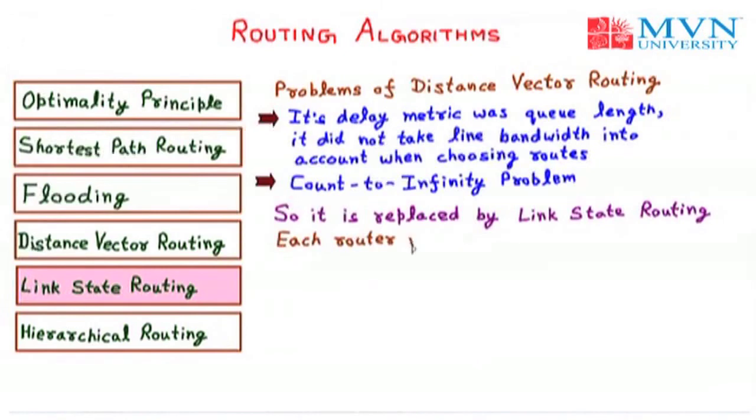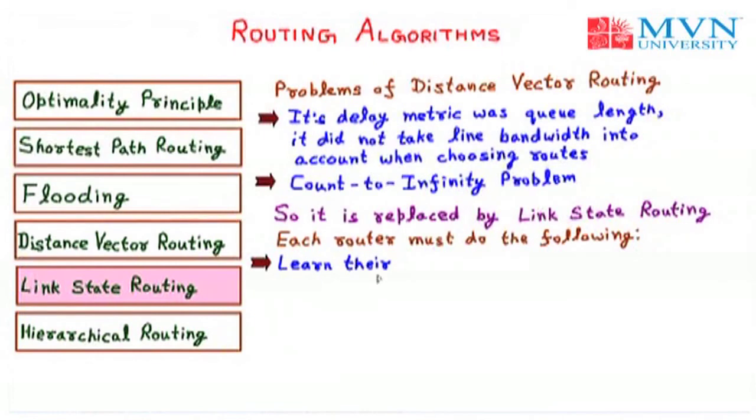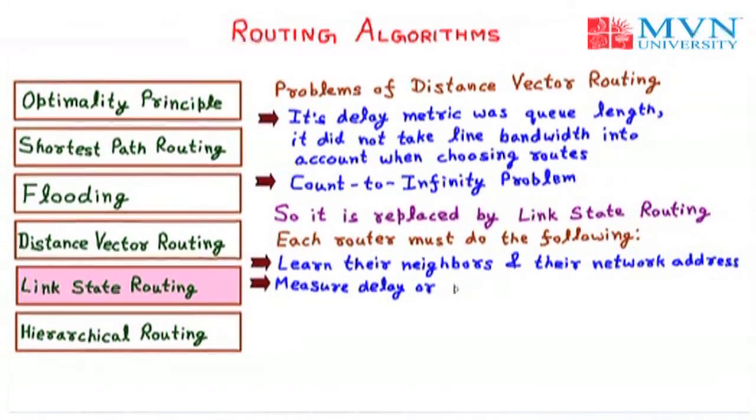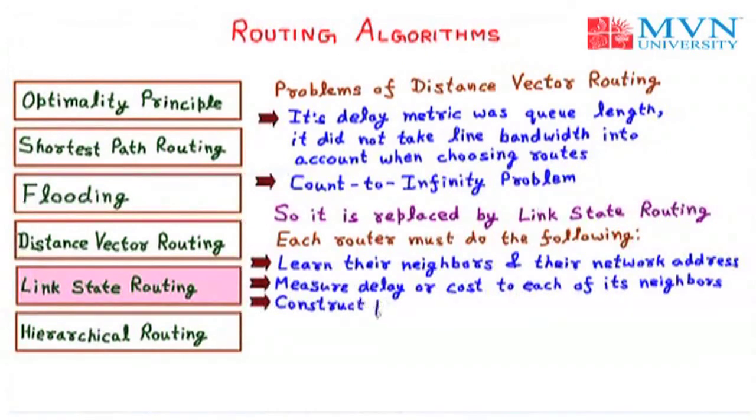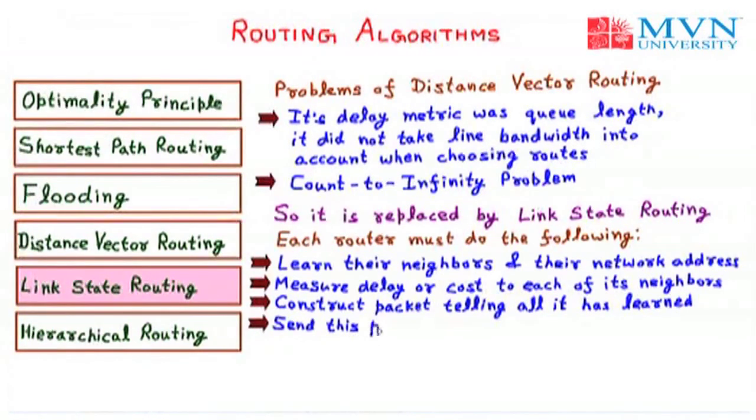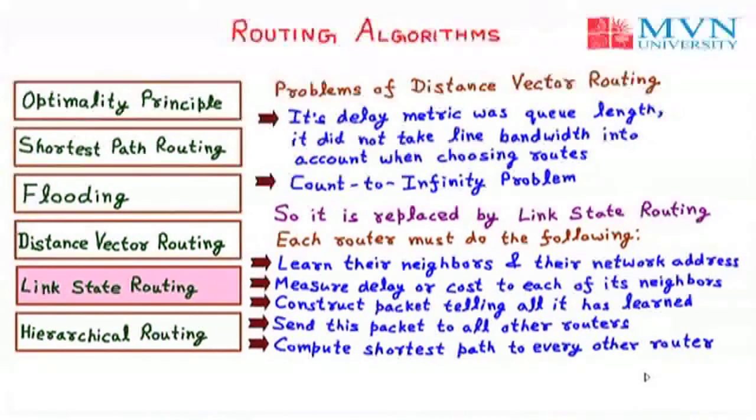In link state routing, each router must do the following. The first is to discover its neighbors and learn their network addresses. Second, measure the delay or cost to each of its neighbors. Third, construct a packet telling all it has just learned. Next, send this packet to all other routers. And the last is to compute the shortest path to every other router. Now we have the 5 steps, and we will follow them one by one.